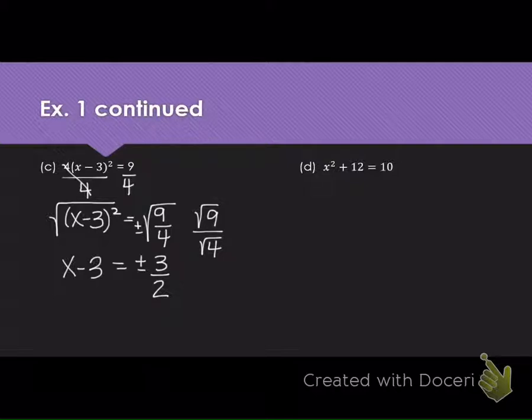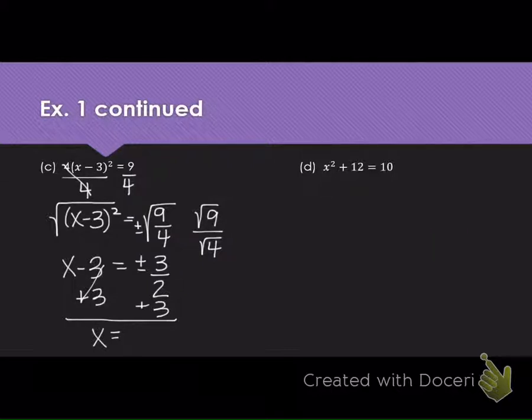So, Deslin, what are we going to do to get x by itself? We're going to add 3 to both sides. Perfect. Now, we have plus or minus, or positive or negative, 3 halves plus 3. What are we doing? You gotta make it a mixed number now.